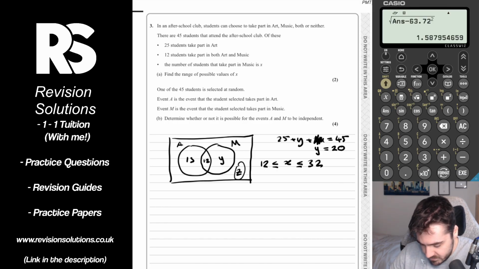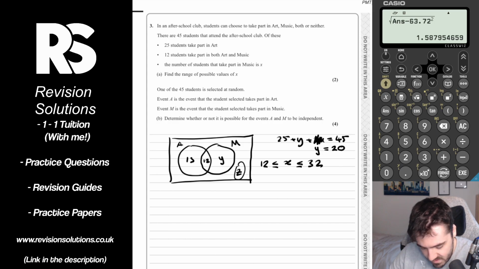Okay, then one of the 45 students is selected at random. Event A is the event that the student selected takes part in art. Event M is the event that the student selected takes part in music. Determine whether or not it's possible for the events A and M to be independent.